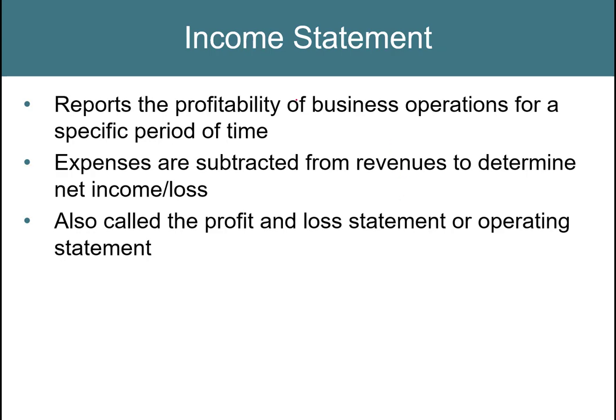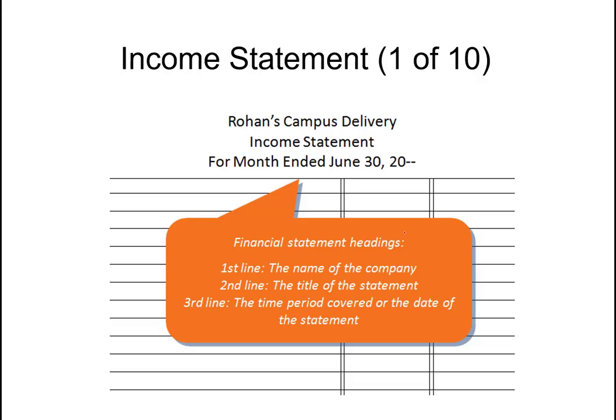The income statement reports the profitability of the business operation for a specific period of time. Expenses are subtracted from revenue to determine net income or net loss. So we are comparing our expenses and our revenue. If our total revenues are greater than total expenses, we make a profit or income. Otherwise, if our total expenses are greater than total revenue, the company is suffering a loss. It is also called the profit and loss statement, or sometimes the operating statement.